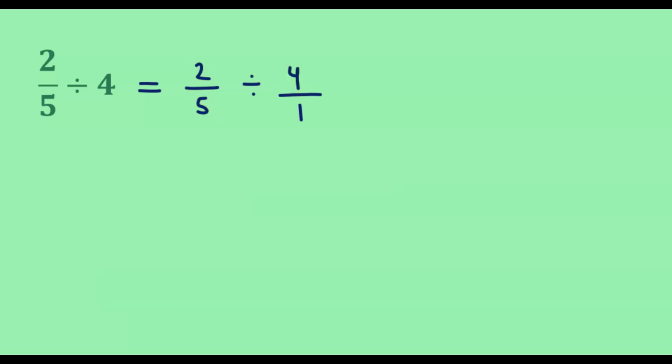Now recall the steps needed to divide a fraction by another fraction. We need to keep, change, flip. Now what does this mean? This means that we need to keep the first fraction, and then we need to change the division sign into a multiplication sign, and then we need to flip the second fraction.